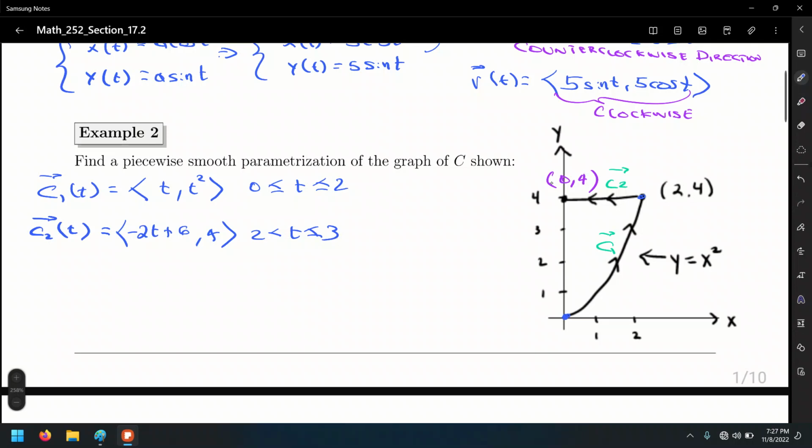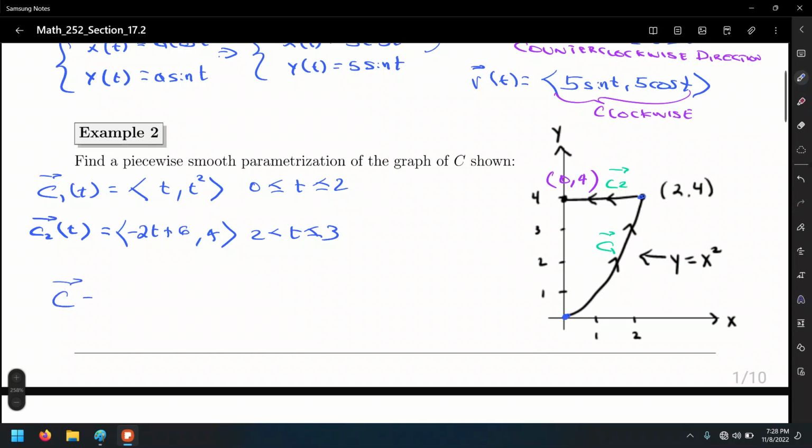Is that going to take us back to the point (0, 4)? Let's find out. Negative 2 times 3, that's negative 6 plus 6. Oh yes, that's a 0. And 4 is simply 4. (0, 4). All right. And well, we have the different paths separately. Now let's write it down together.